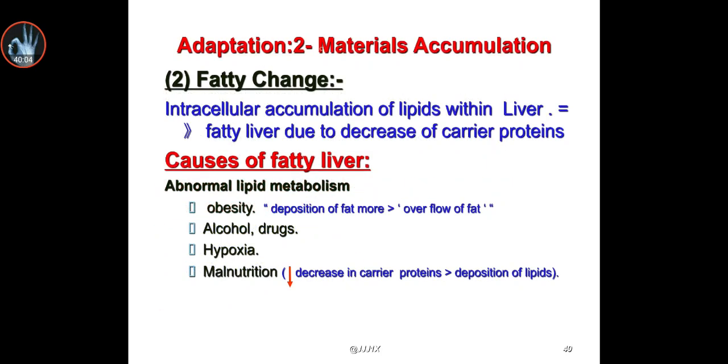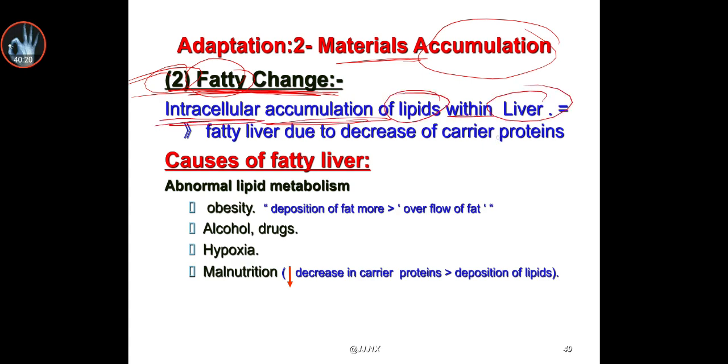We talked about calcification in material accumulation, which is a deposition of calcium. Now we will talk about the deposition of fatty change. Fatty change as adaptation is intracellular accumulation of lipids within the liver, which leads to fatty liver due to the decrease of the carrier proteins. Why is there increased accumulation in the liver? Sometimes there is a protein carrier which takes the lipids and transports them to other parts of the body. If we have a decrease in this carrier, it leads to accumulation of fats in the liver.